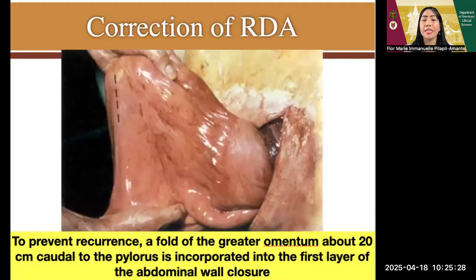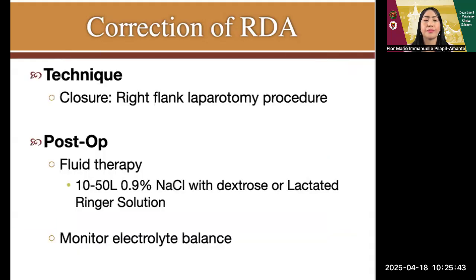To prevent recurrence, a fold of the greater omentum, about 20 centimeters caudal to the pylorus, this is the pylorus, is incorporated into the first layer of the abdominal wall closure. Closing the layers is the same as that of the right flank laparotomy procedure. It is important to maintain a good metabolic status for the animal by giving fluid therapy of at least 10 bottles of 1 liter normal saline solution with dextrose or LRS.